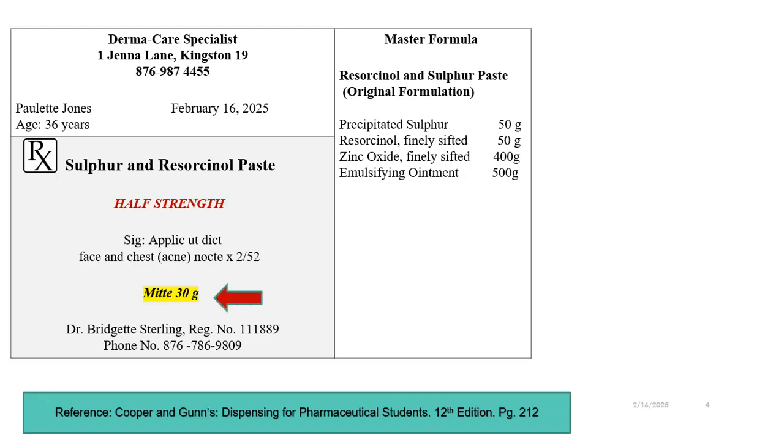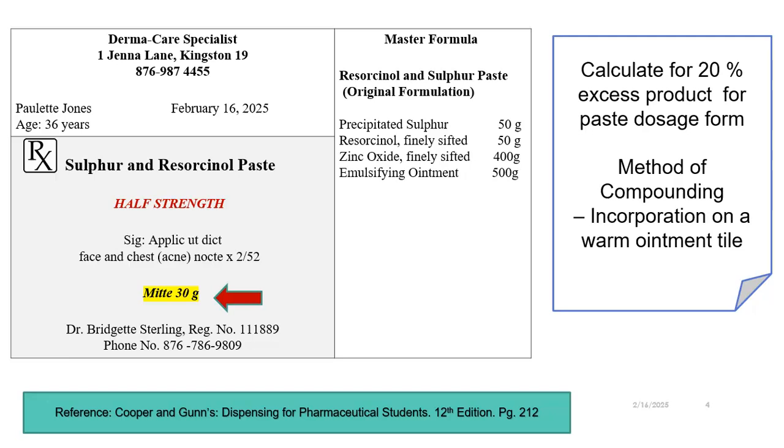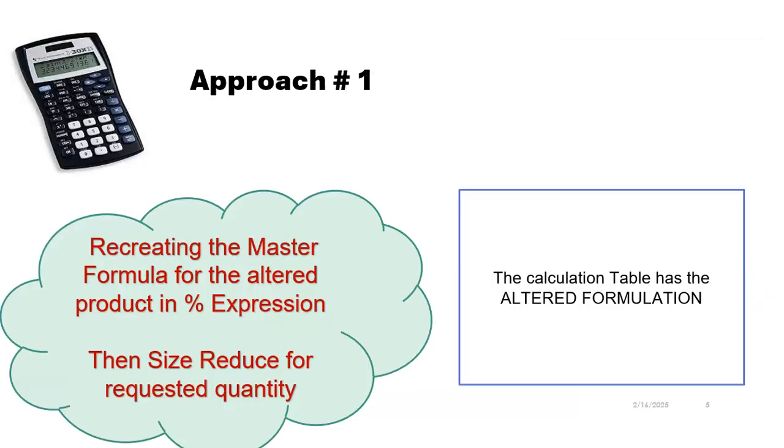Now the prescription calls for 30 grams, and in the style of compounding we make for excess product. Now this paste dosage form is very sticky and very difficult to recover from the ointment tile or your mixing vessel. And so we normally make 20% extra. So 20% of 30 grams is 36 grams that we'll be making for this prescription.